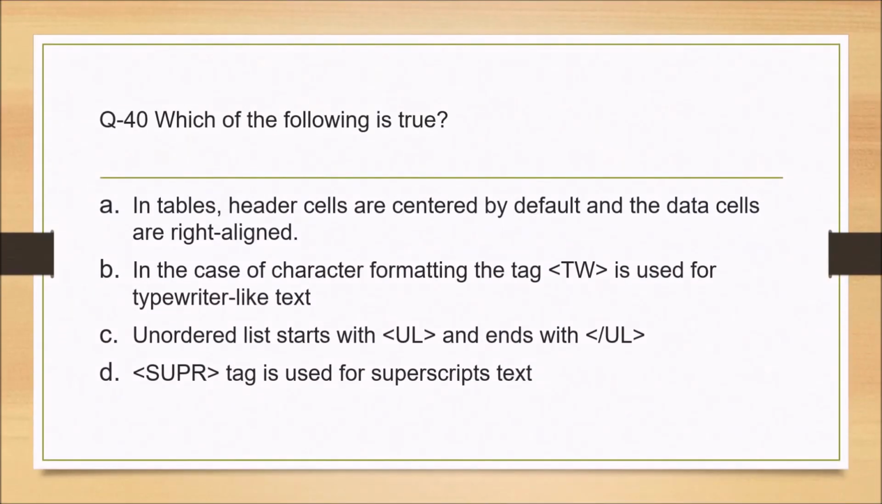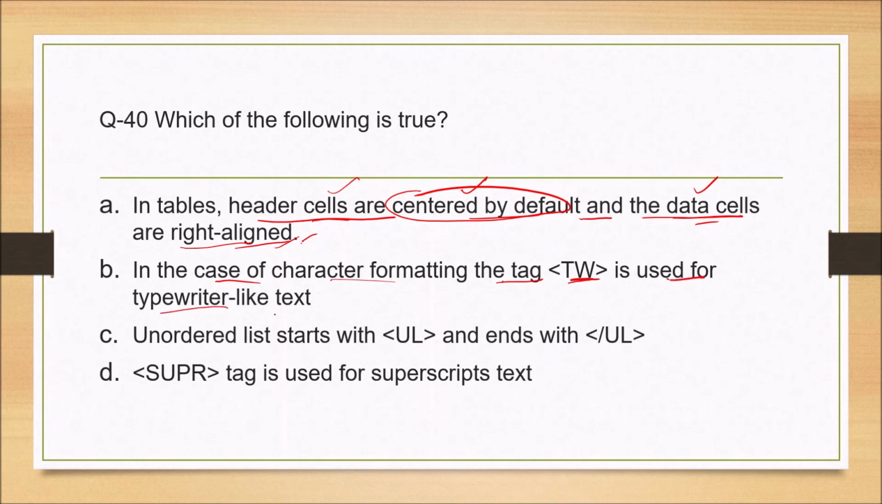Next question is, which of the following is true? In tables, header cells are centered by default and data cells are right aligned. So we have seen this, that data cells are left aligned by default and header cells are centered by default. Okay, this portion is correct, but this is not correct because data cells are left aligned, header cells are centered by default. Next option is, in the case of character formatting, the tag TW is used for typewriter like text.